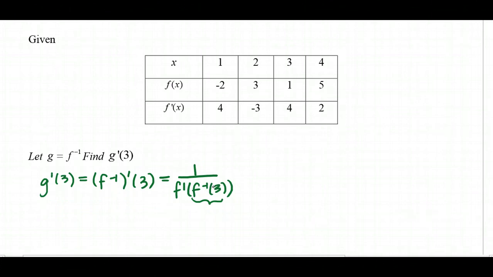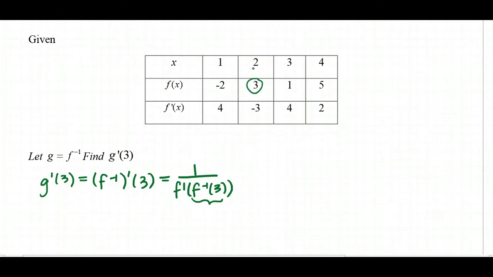So this is like asking, what did I have to plug into f to get out a value of 3? So I don't want to go to 3 up here as an x value and read off the f of x value, because that would be f of 3. So f of 3 equals 1. I really want to know, what did I have to plug in? What x value did I have to plug in to get out a function value of 3? So I'm going to look at the row of f of x and look for my y value of 3.